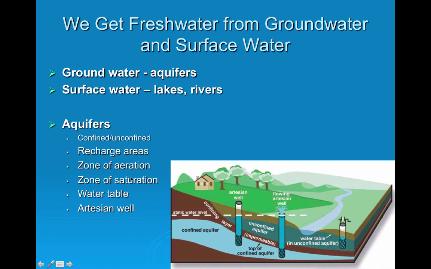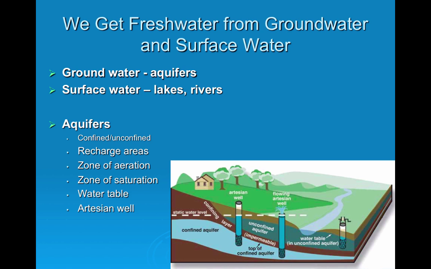All right, so I've talked about recharge areas. I'm going to talk about that in a second. I've talked about zone of aeration, zone of saturation, and water table. So you can think about aquifers as being two different sorts. You have unconfined aquifers, which you can see here in this picture. Unconfined aquifers means when it rains or water percolates down into the soil, boom, that goes into the aquifer.